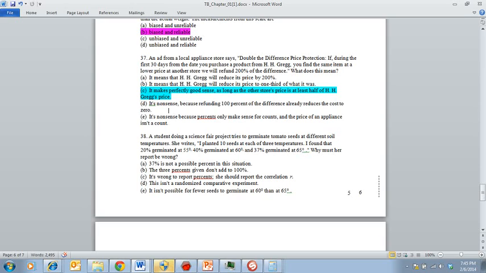Last question, 38. A student doing a science fair project tries to germinate tomato seeds at different soil temps. She writes, I planted 10 seeds at each of 3 temperatures. I found that 20% germinated at 55 degrees, 40% germinated at 60 degrees, 37. Okay, this is crazy. They add up to more than 100%, so that doesn't make any sense. Okay? B.